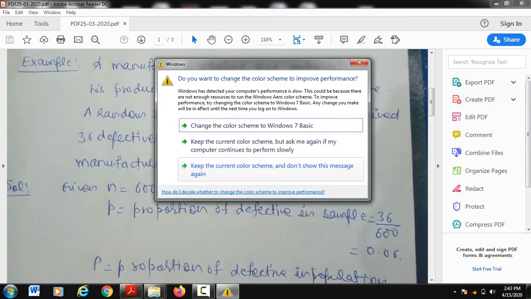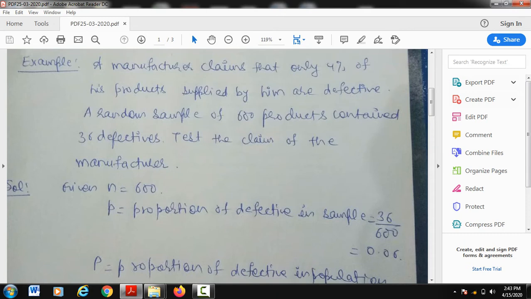Now, what is the example? Let us read out the statement first. A manufacturer claims that only 4% of the products supplied by him are defective. A random sample of 600 products contains 36 defective. Students, please concentrate on the size of the sample, that is 600 products, which is very much greater than 30. So I will apply the Z test here.